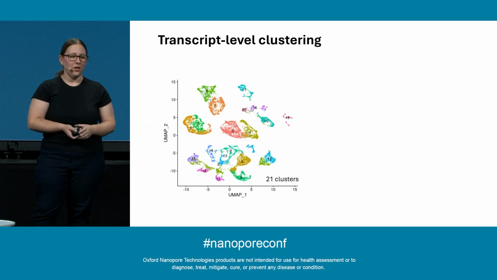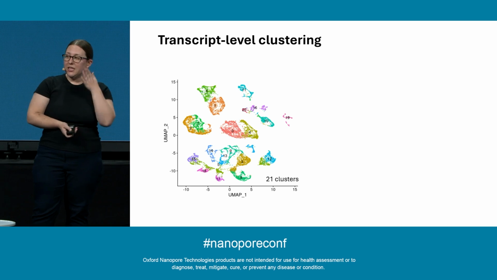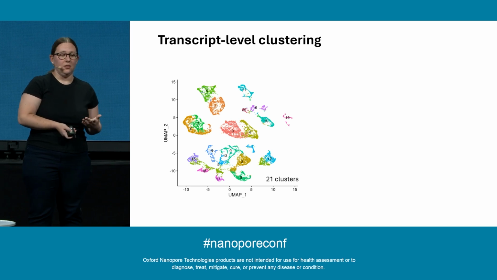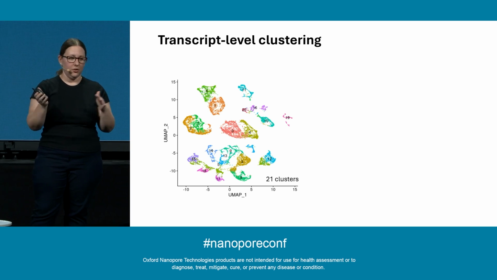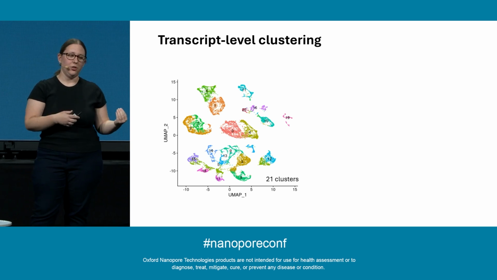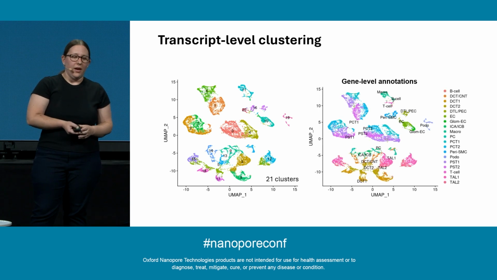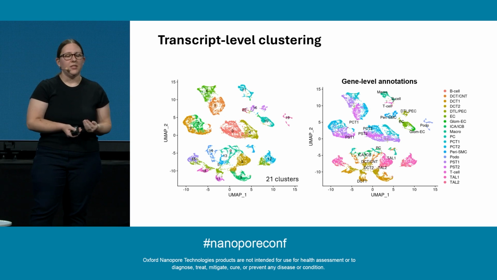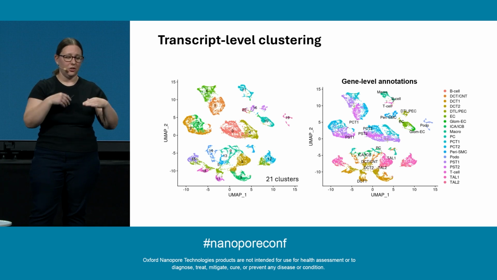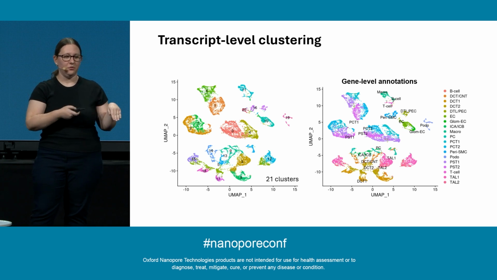So we also did transcript level clustering. Again, the advantage of doing this is not only are we getting gene per cell, but also the isoforms per cell. So I just took the cells we had already annotated and clustered based on the transcripts, and we identified 21 clusters and ended up projecting back the gene level annotations, or cell types, that we identified.